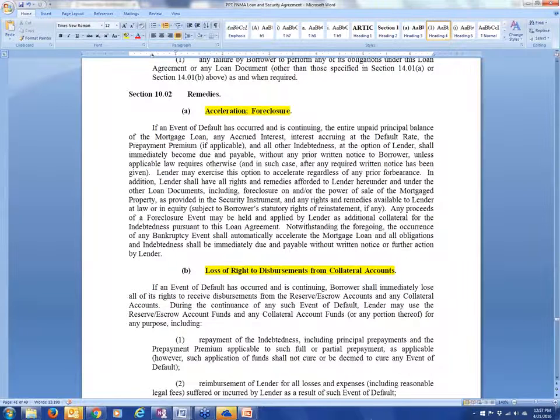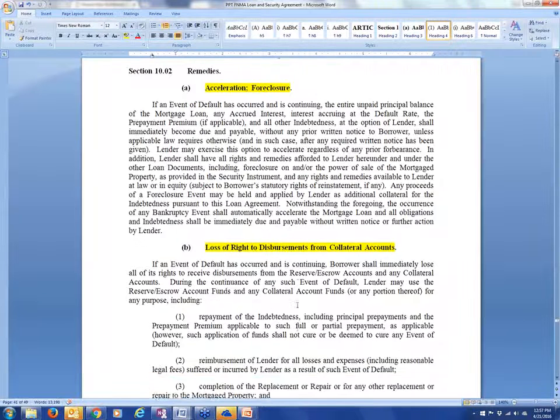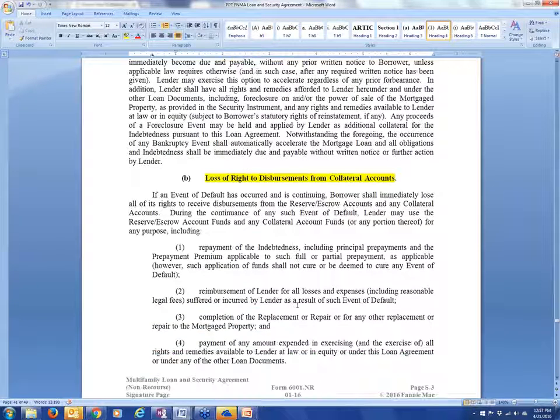Loss of right to disbursements from the collateral accounts. You can't take the taxes out. You can't take the reserve replacements out.